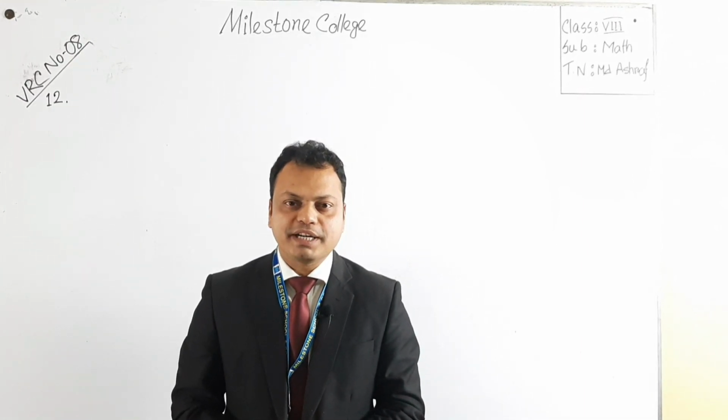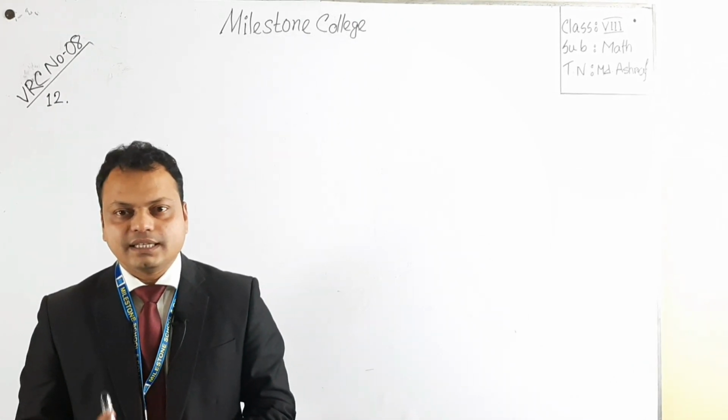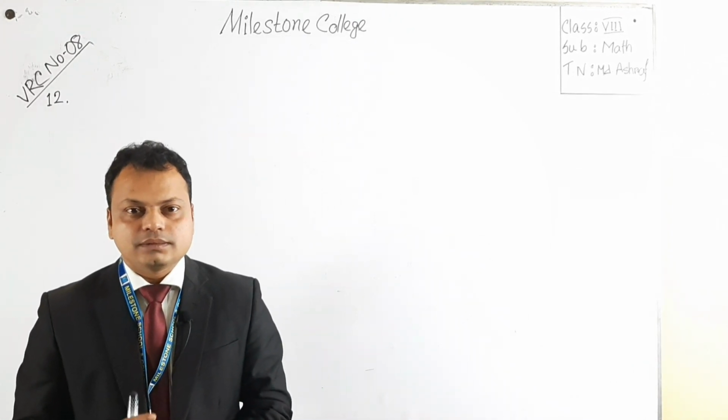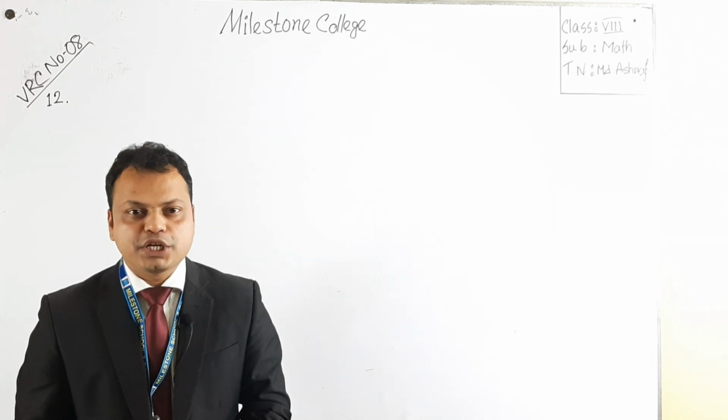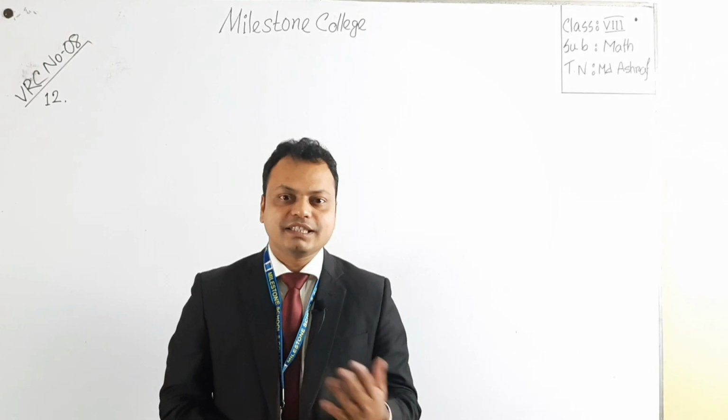What is the formula for finding profit principal? You can tell. Yes, it is A equals P into 1 plus NR. That's very good. Then the last question.